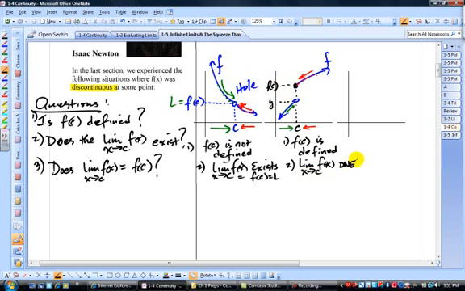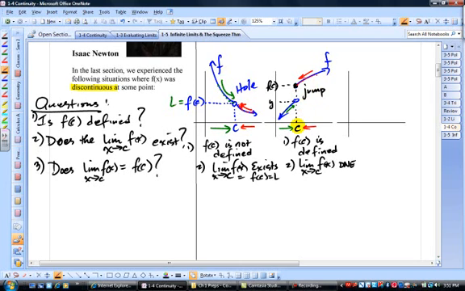That's a problem, and the reason why is because you have a jump discontinuity there at c. And we found in the last section that whenever there's a jump at a point, there's not going to be a limit there because the left and right hand limits are different.